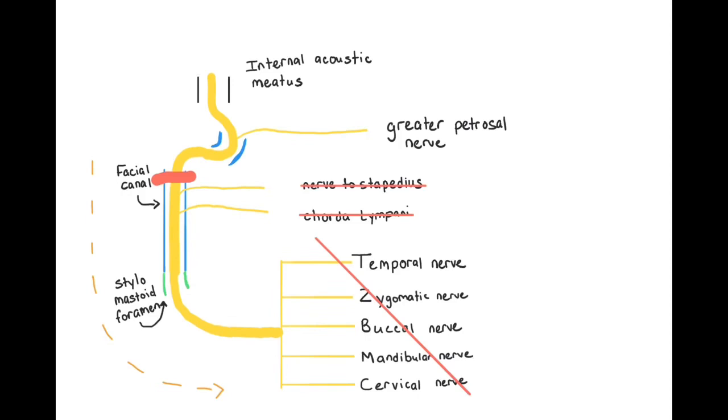Another lesion we can discuss is the lesion at the level of the geniculate ganglion. That patient is going to have lack of facial expression on the affected side. They're going to have hyperacusis and they're going to have a loss of anterior 2/3 of the tongue taste. Additionally, they are going to have dry eyes because of the effect of the greater petrosal nerve.